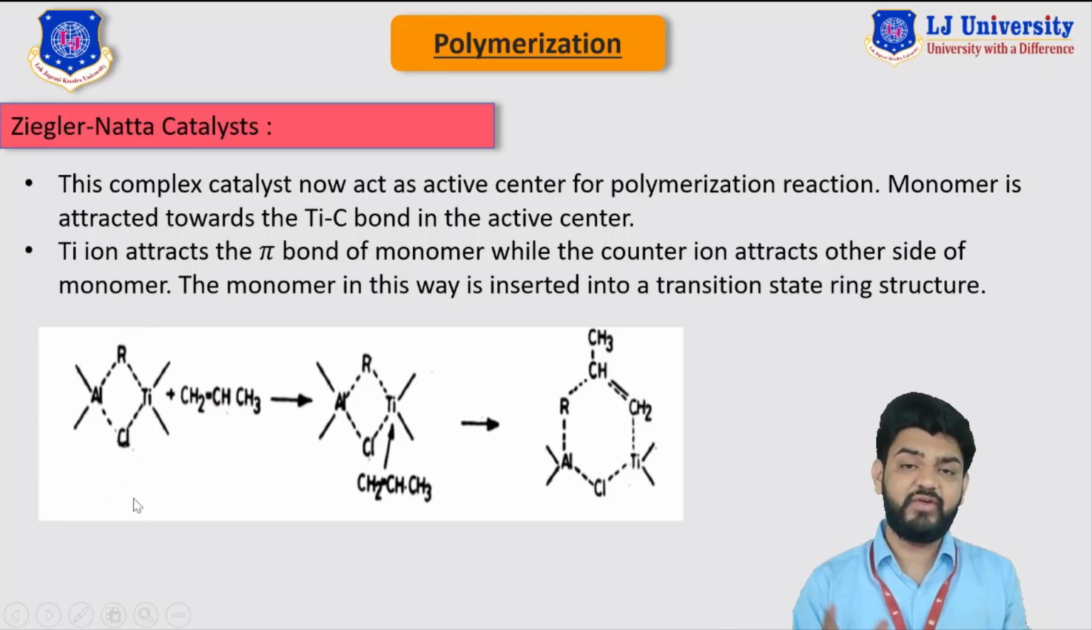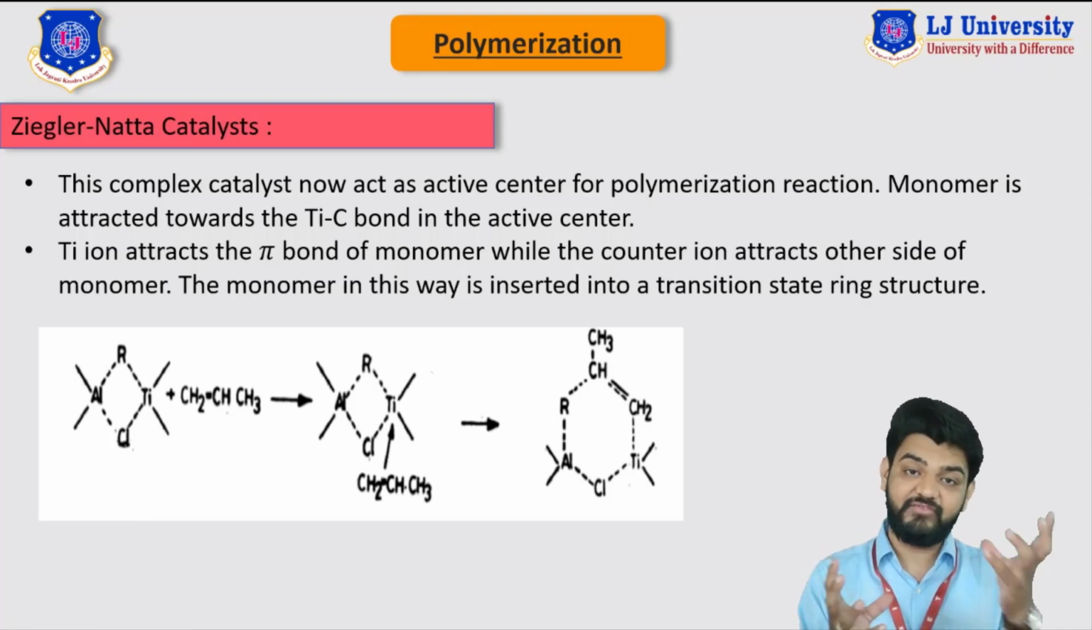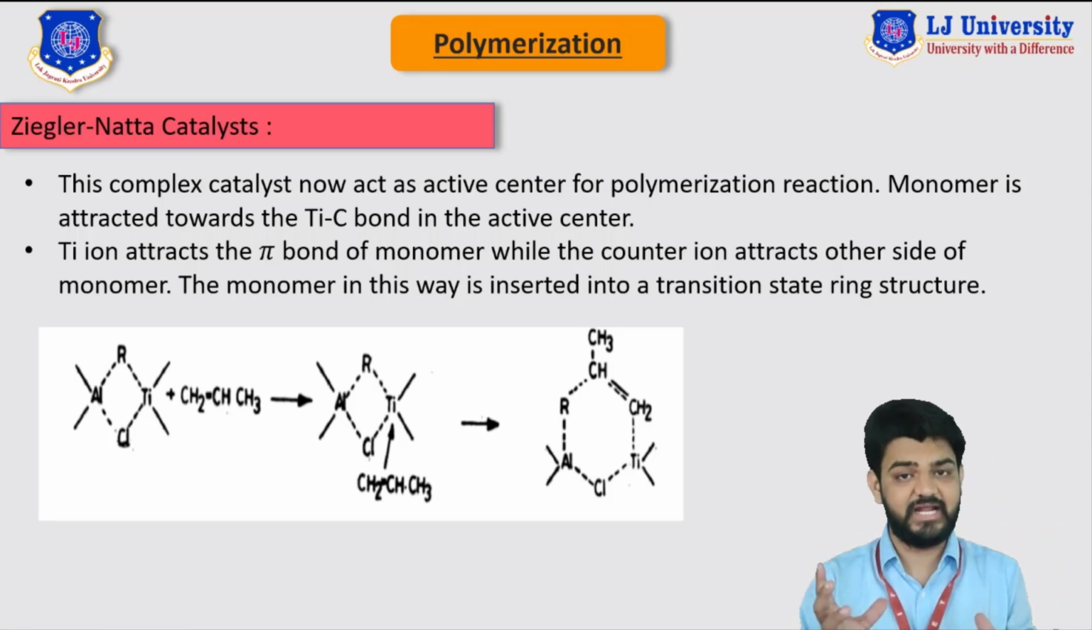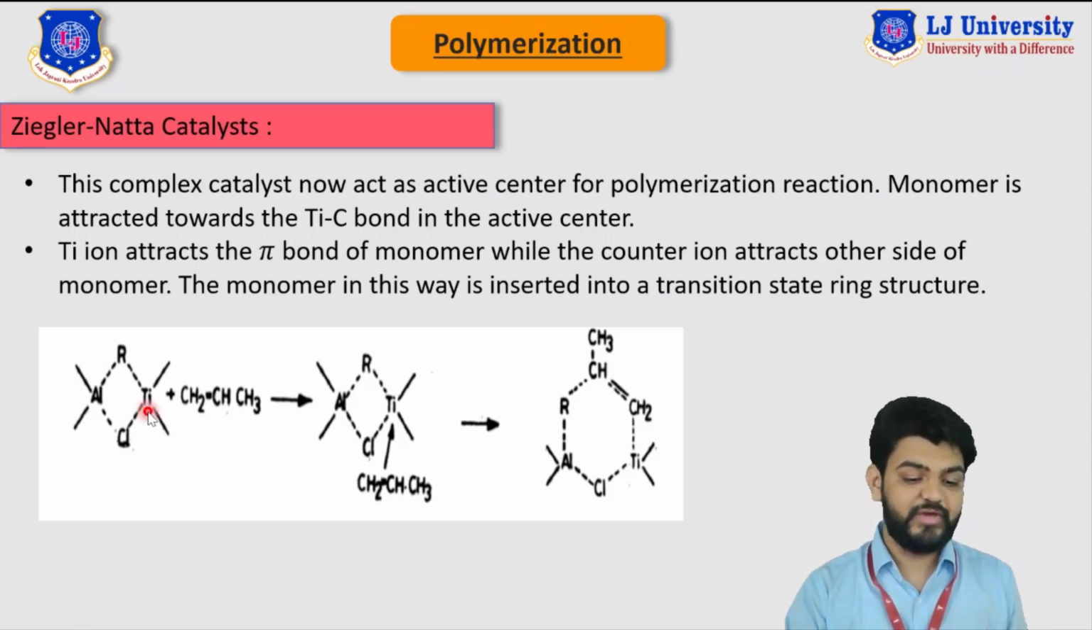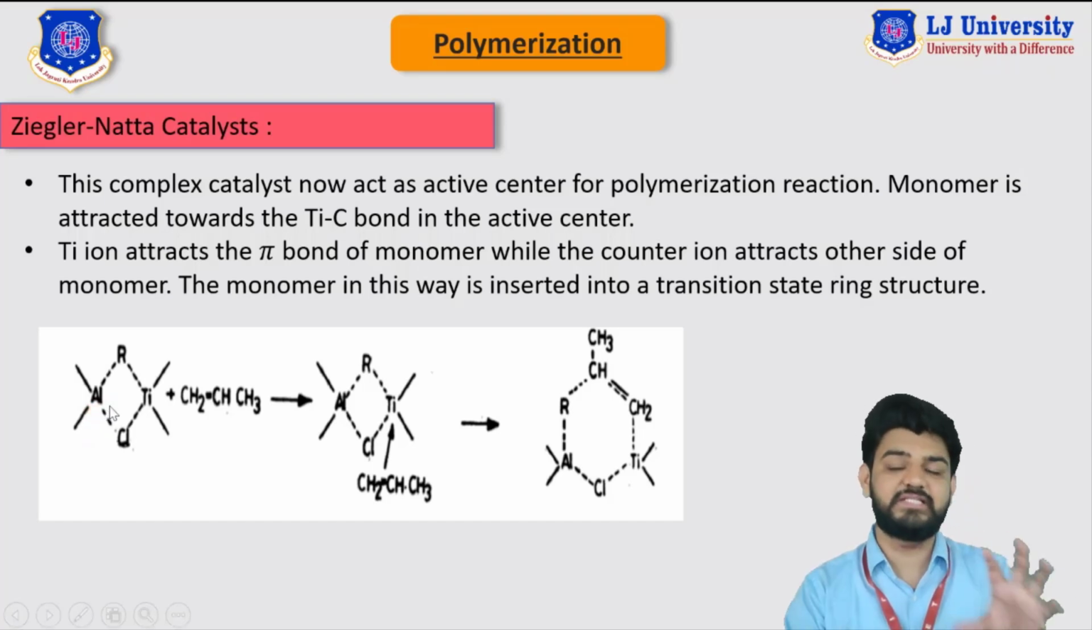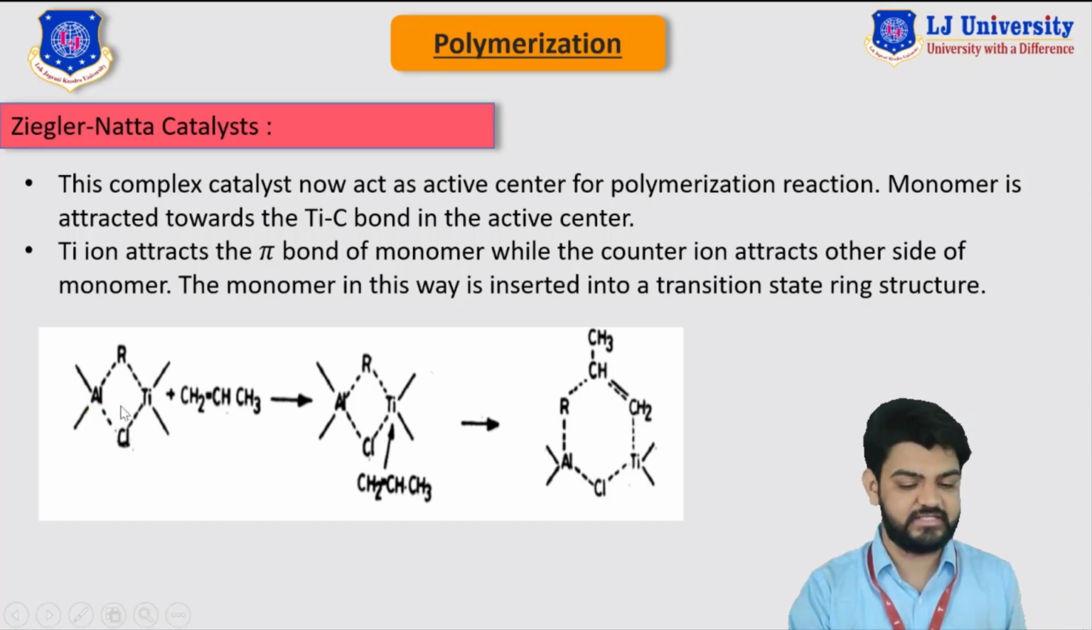Now, whenever a new monomer comes in contact with this type of catalyst, that is the Ziegler-Natta catalyst, let's see what happens. You can see that here we have titanium, here we have one aluminum, and here we have a chloride group. All these three groups are present, so we can say this is one type of Ziegler-Natta catalyst. When the monomer comes in contact with this catalyst, this bond, you can see here on the screen, is what matters.